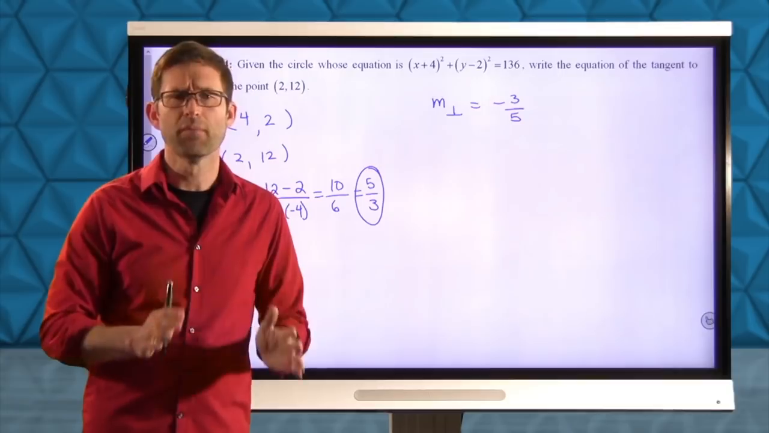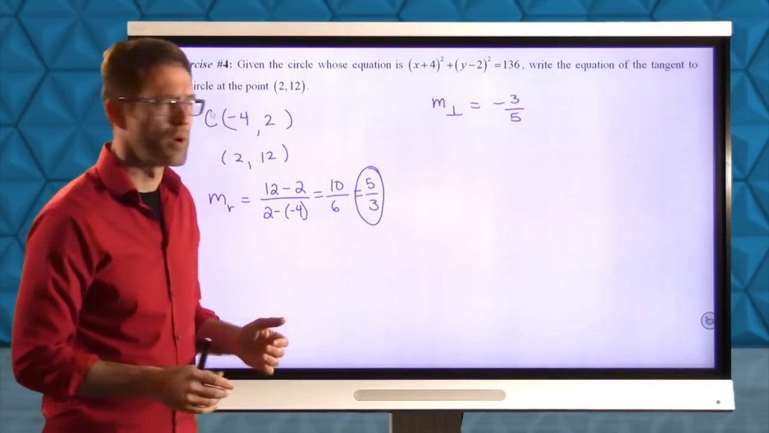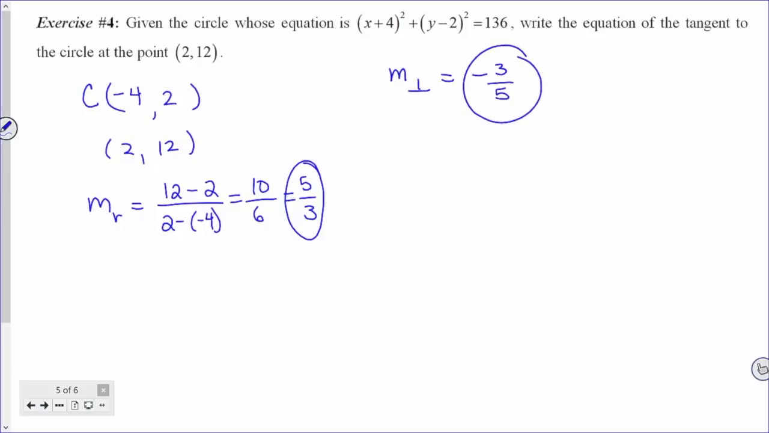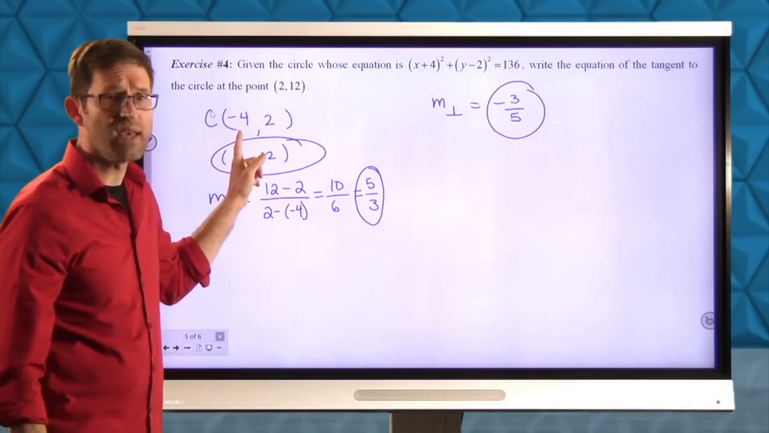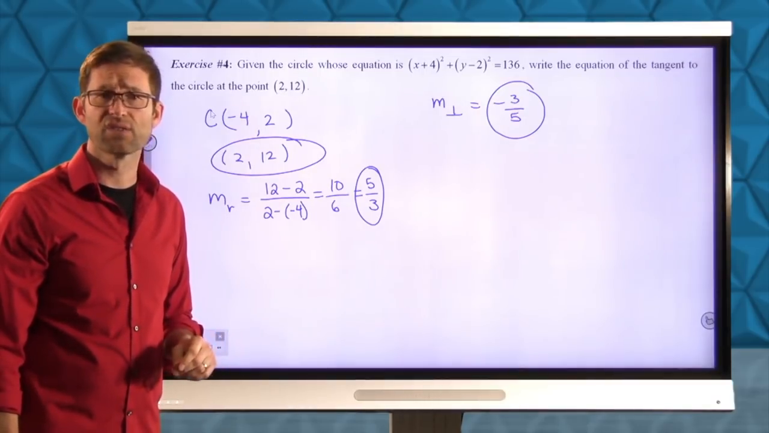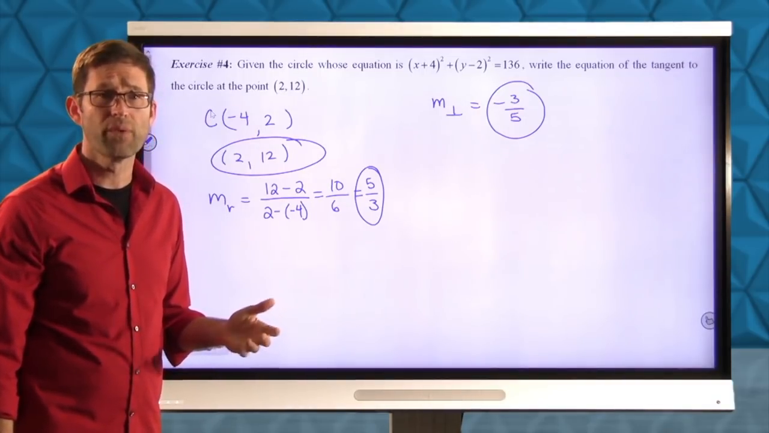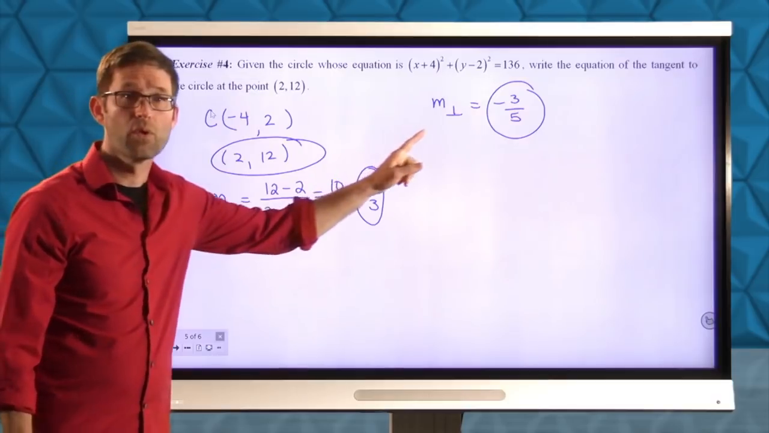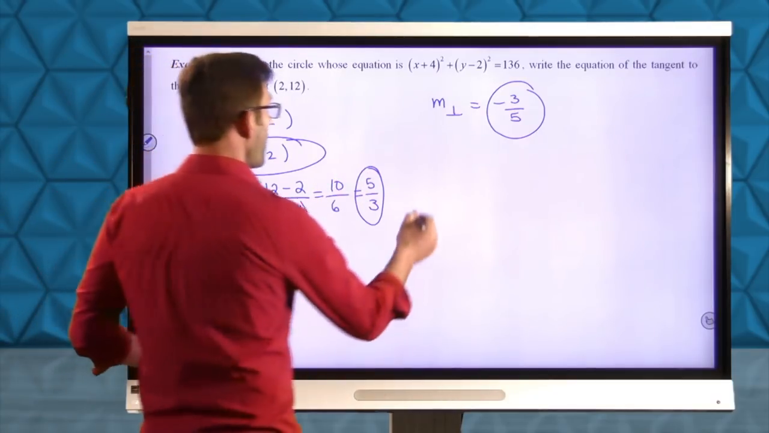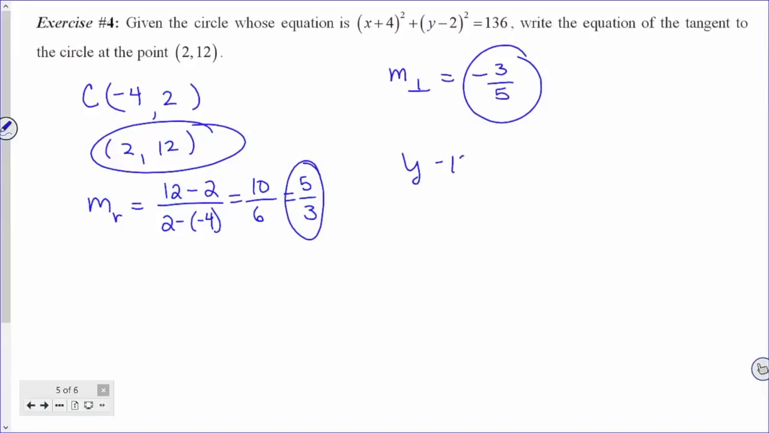Okay? Now the beautiful thing is that we have absolutely everything we need. We just have to keep all of our ducks in a row. You know what I mean? We've got the slope, and we've got a point that it passes through. Remember, don't use the center as the point that the tangent line passes through. It doesn't pass through that point. It passes through this point with that slope. So I can say y - 12 = -3/5 (x - 2).